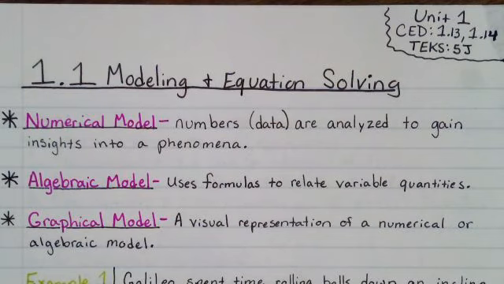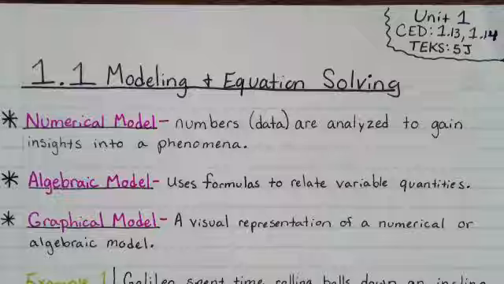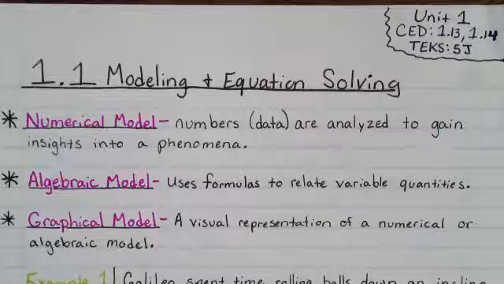So first term we've got here is a numerical model, and that is just talking about numbers or data that are analyzed so that you can gain insights or information into a phenomenon or something that's going on. Algebraic model uses formulas to relate variable quantities, and then graphical is what it sounds like. You are graphing. It's a visual representation of a numerical or algebraic model.